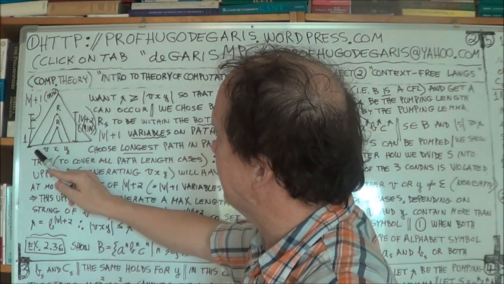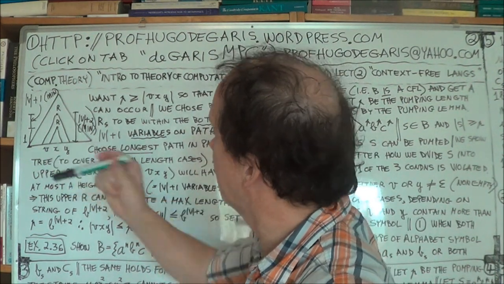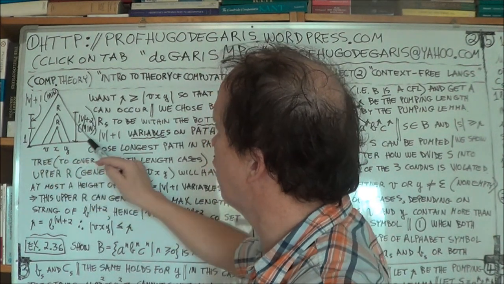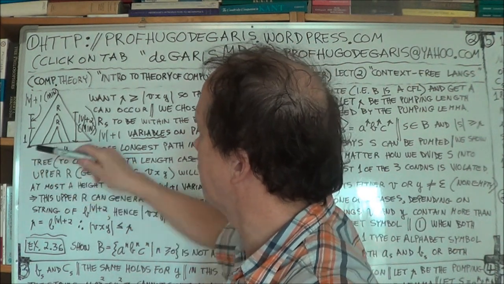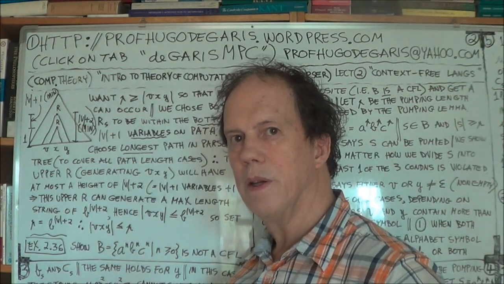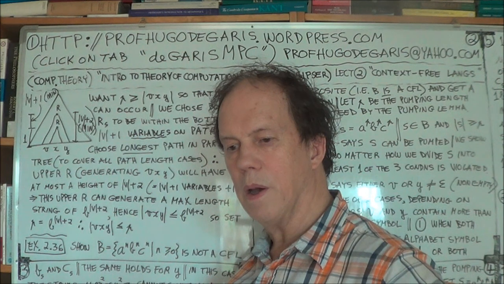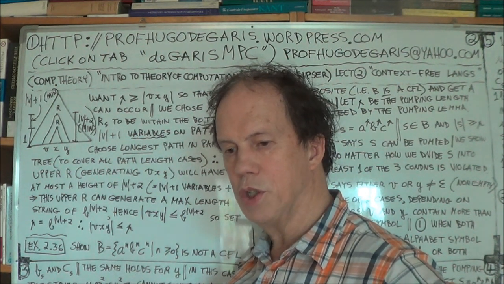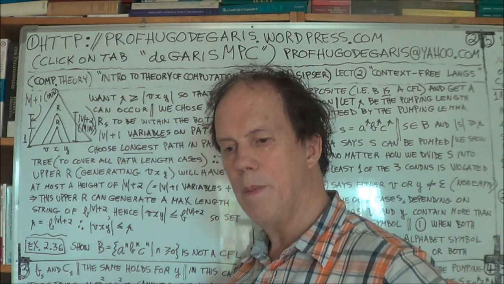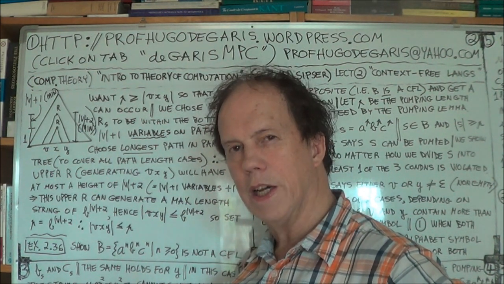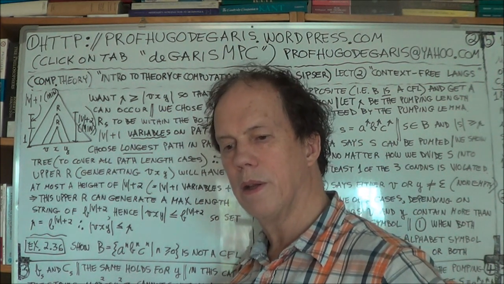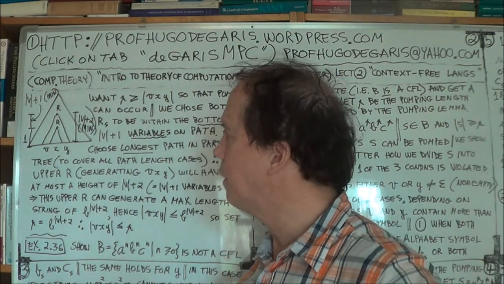Now, what's the largest string you can generate in mod V plus 2 steps? Think about that. And so we have to choose a p that's larger than that. If we chose it smaller than that, we've got problems.